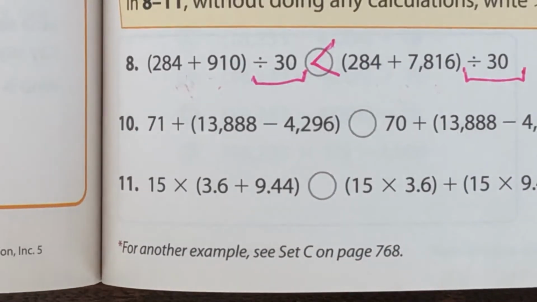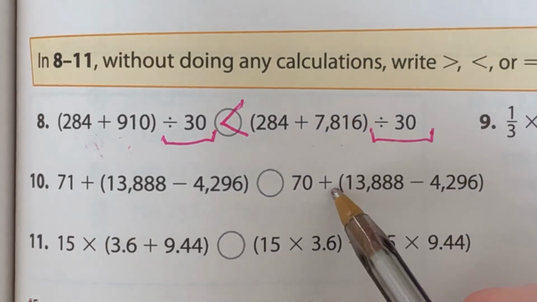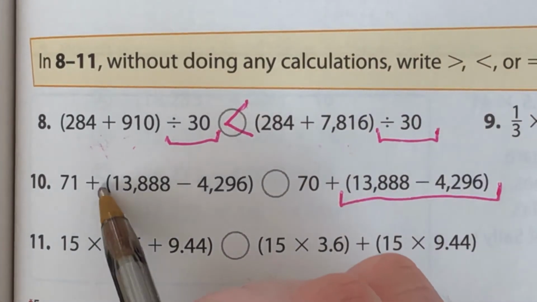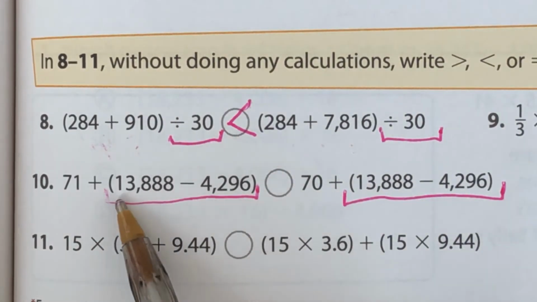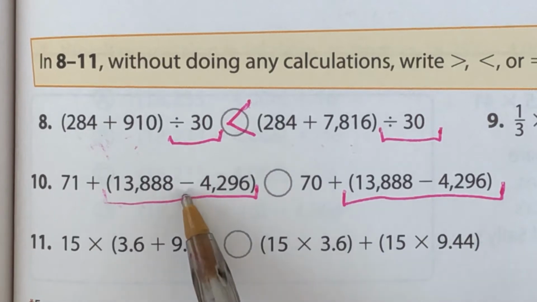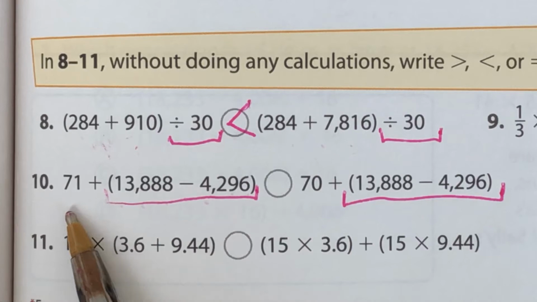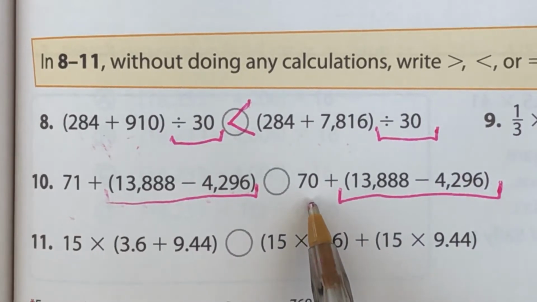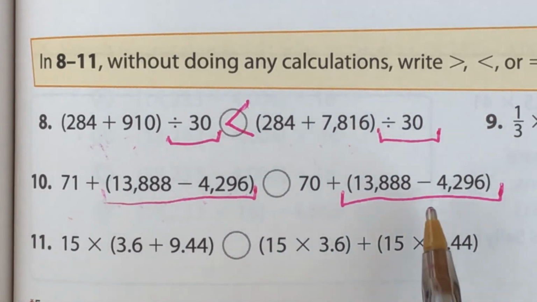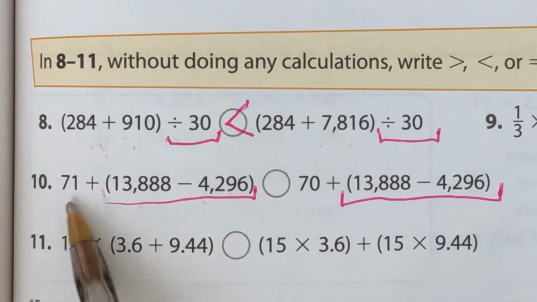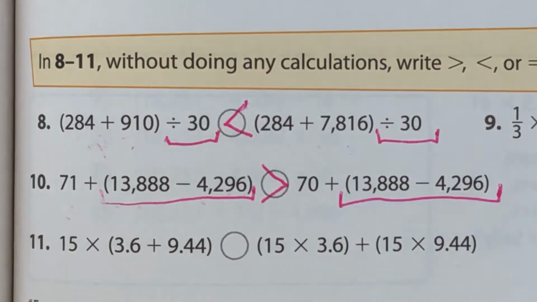Let's look at another one. Let's look at number 10. Again, I see that both of these expressions have this expression in it, 13,888 minus 4,296. But this expression adds 71 and this expression adds 70. So what expression is going to be greater? This one or this one? Well, 71 is bigger than 70, so this expression is going to be greater.